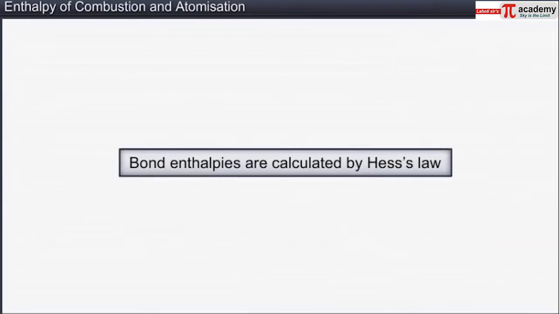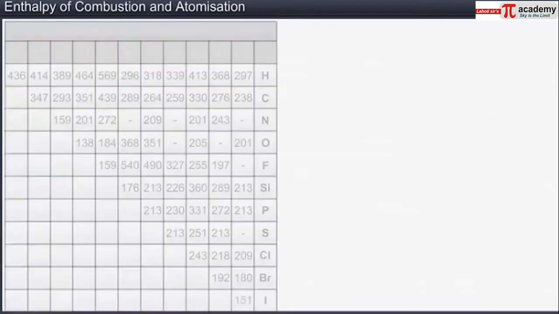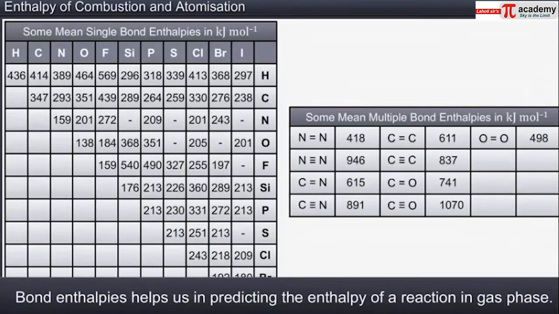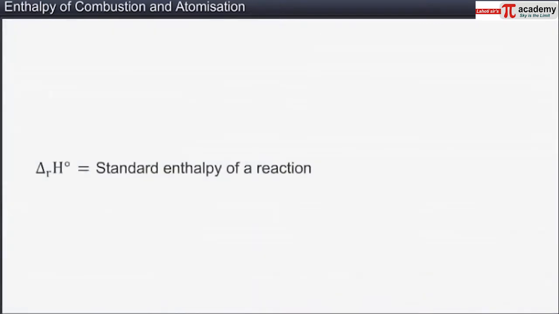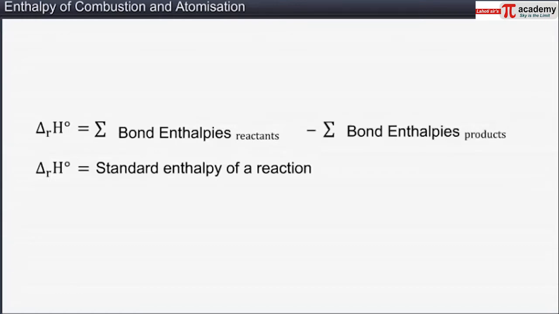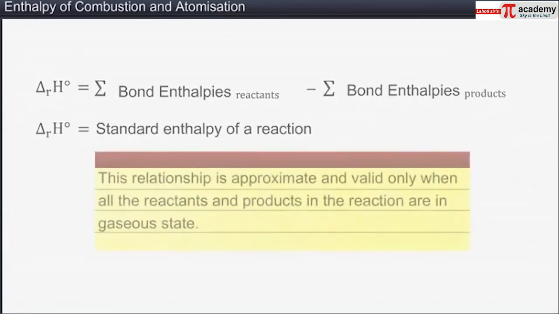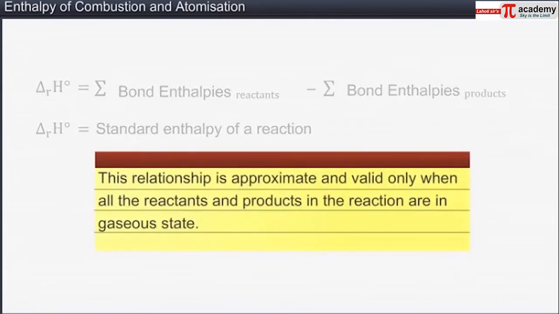Bond enthalpies can be calculated using Hess's law. The knowledge of bond enthalpies helps us in predicting the enthalpy of a reaction in gas phase. The standard enthalpy of a reaction, delta RH naught, is equal to sigma bond enthalpies of reactants minus sigma bond enthalpies of products. It is important to remember that this relationship is approximate and valid only when all the reactants and products in the reaction are in gaseous state.